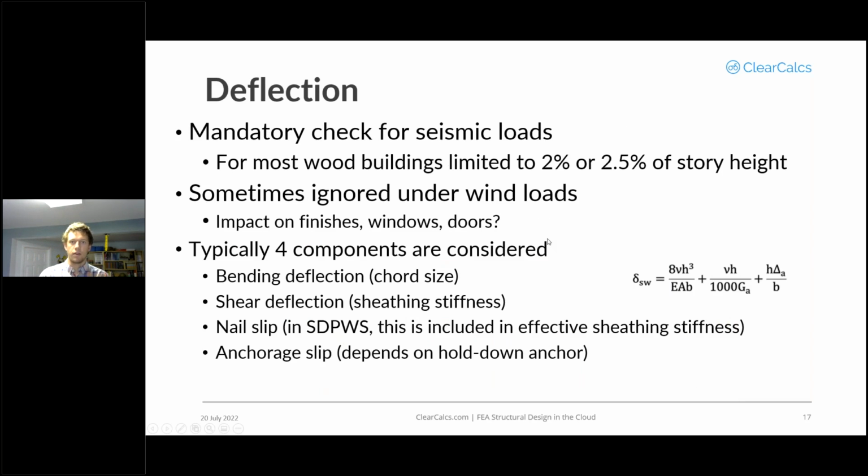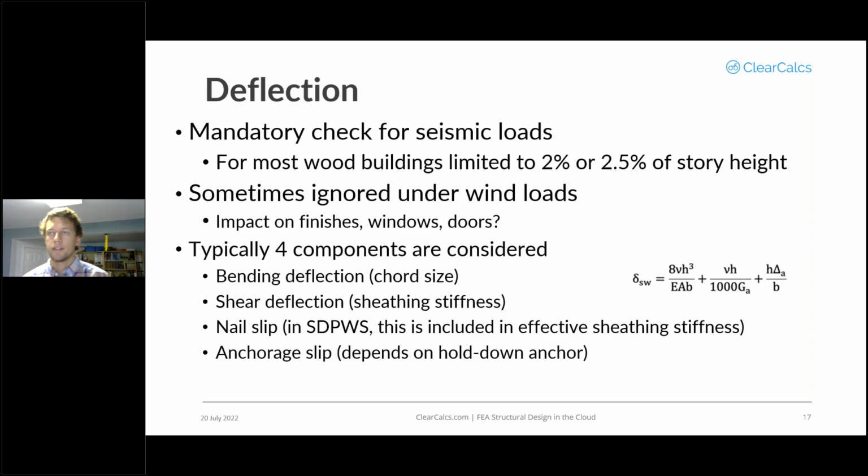Finally, we also have deflection. I mentioned that we have to check deflection. This is typically mandatory for any kind of building with significant seismic loads. The reason we're looking at that is that we want to make sure that during an earthquake, the building's not going to tip over so much that it starts being unstable. For most wood buildings, we're thinking about 2%, 2.5% of story height. If you're thinking in terms of serviceability, that's really high. That's a pretty significant lean on your building.